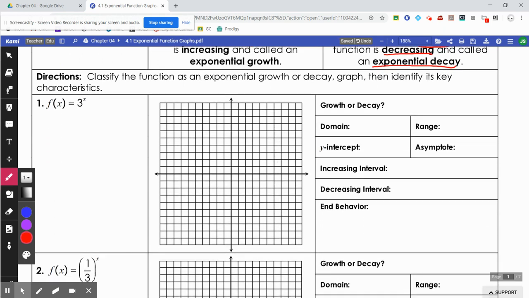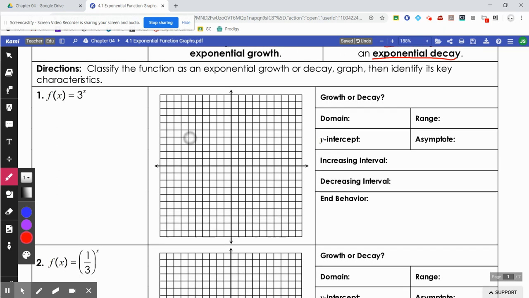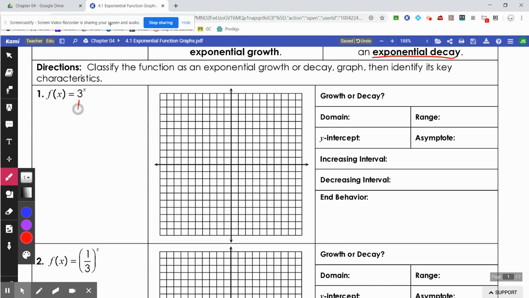Next up says directions. Classify the functions as exponential growth or decay. We're going to graph it, then we're going to identify its key characteristics. Again, look at your a and b value. Out front, you have a 1 because it's not there. It's understood to be a 1. Since this value here is greater than 1, then this is going to be an exponential growth.